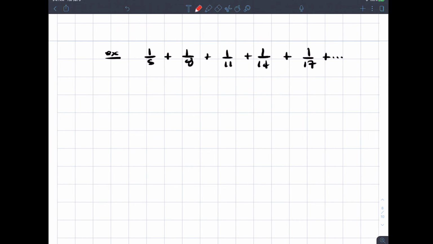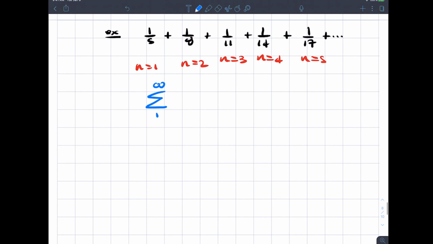Now this happens when n is 1, this is when n is 2, n is 3, n is 4, n is 5. We have to try to identify what this pattern will be, starting from n is 1 to infinity. I know that the terms differ: it starts at 5, then goes to 8, and then 11. So the terms start at a point and then they differ.